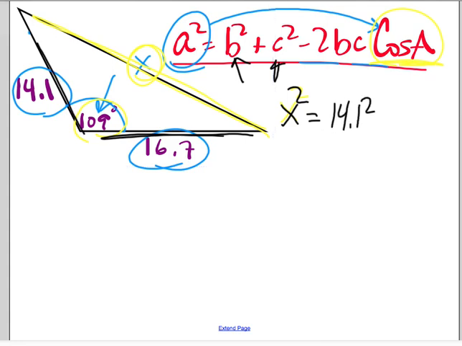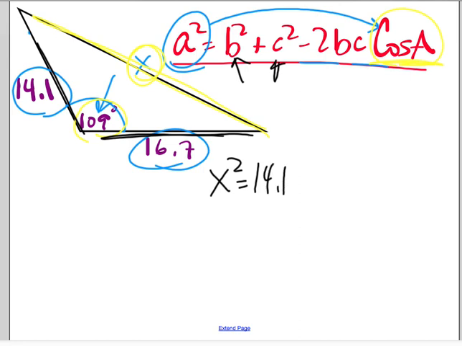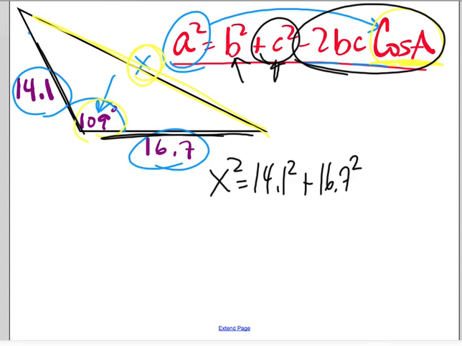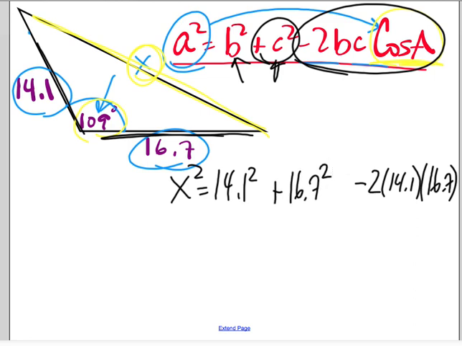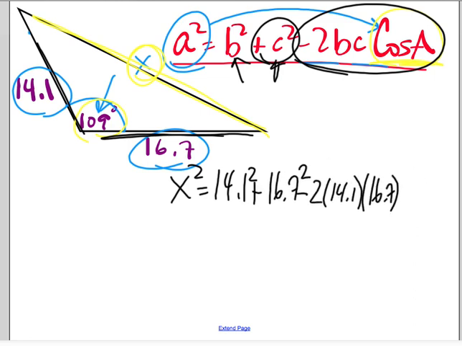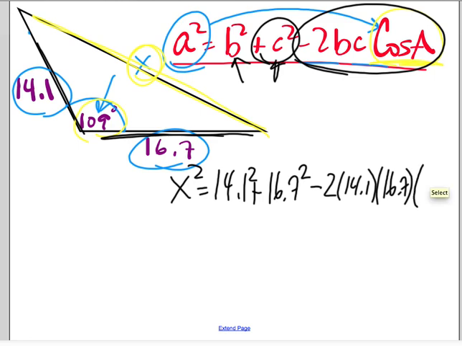Let me redo this so I've got some room down here. x squared would equal 14.1 squared plus, and I'm just going to fill this in, plus 16.7 squared. Subtract all that. Subtract 2 times 14.1 times 16.7 times, and let's just move this over a little bit further so I got some room. Times the cosine of 109. Okay.